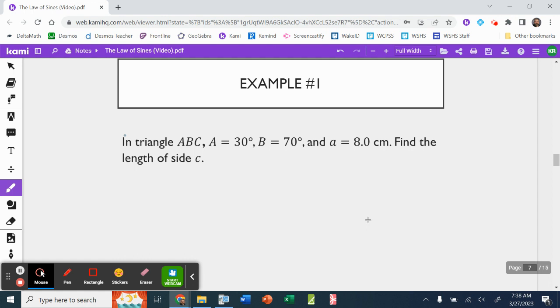All right, example number one. In triangle ABC, A equals 30 degrees, B equals 70 degrees, and a equals 8.0 centimeters. Find the length of side C.